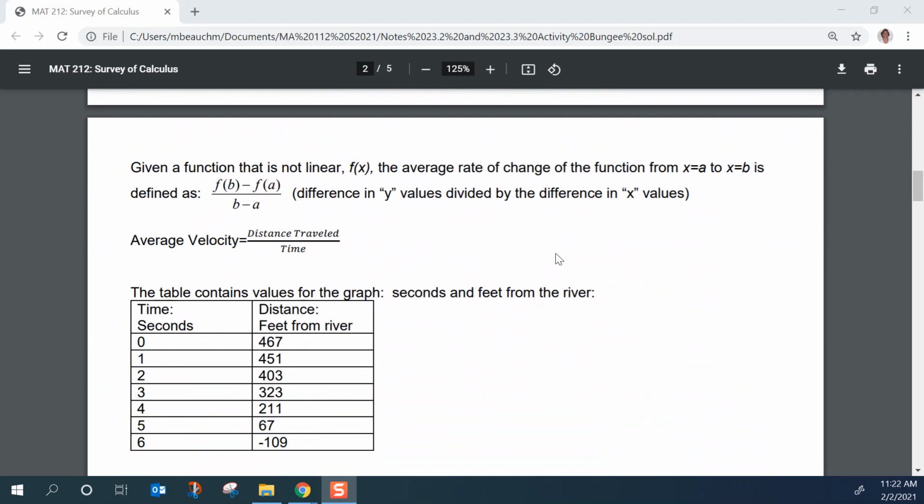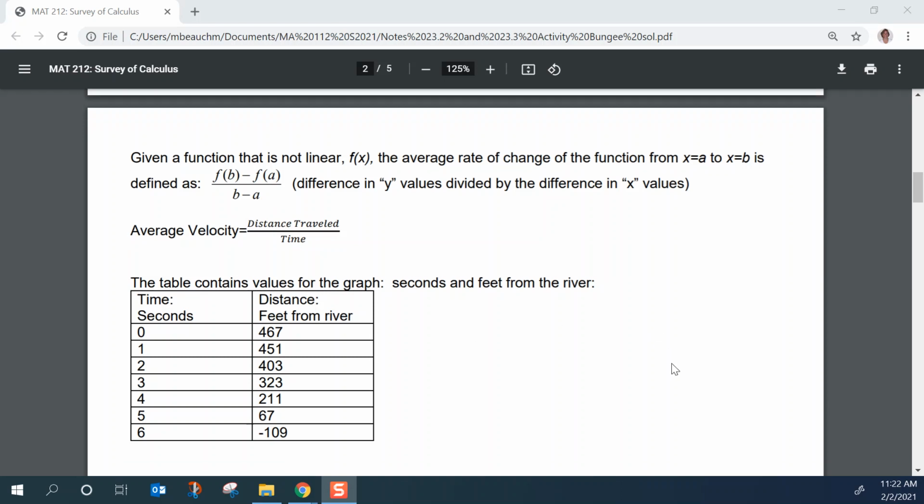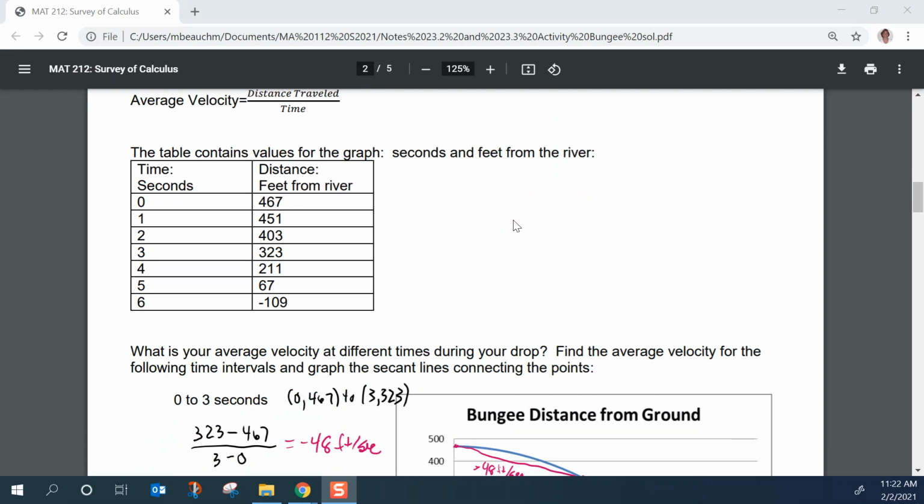So given a function that's not linear, f of x, the average rate of change of the function from the x value x equals a to b, is defined as f of b minus f of a, these would be the y values or the outputs, divided by b minus a, which would be the inputs. So our average velocity is the total distance traveled, which was the difference in total feet, divided by time in seconds. So the table below contains values for the graph, seconds and feet from the river. We want to use the values in the table just to find average velocity at different times during the drop.